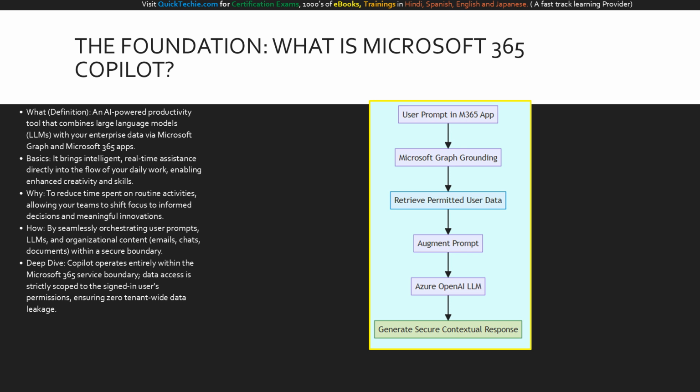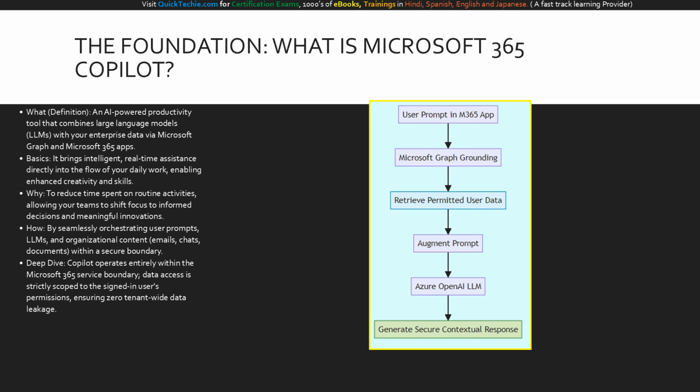Why is this a game changer? Because it eliminates the friction of switching context. Copilot meets your employees exactly where they are working, reducing the time spent on mundane tasks so they can focus on high-value innovation. How does it achieve this? When you ask Copilot a question, it securely pulls context from your emails, meetings, and files to ground the AI's response in your specific business reality.